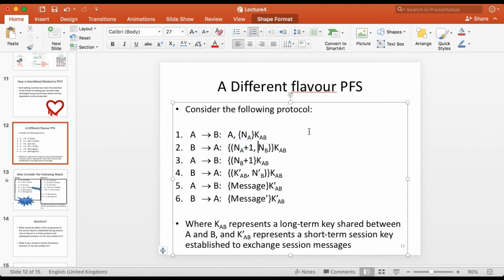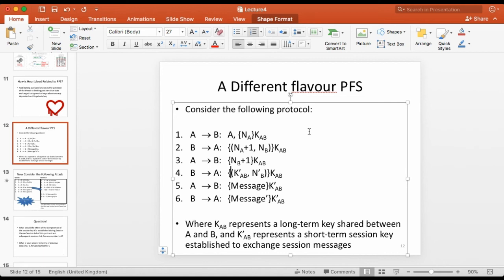Then she takes Bob's nonce, increments it by 1 herself and sends it back to Bob. There's an extra bracket here which is not needed. It's encrypted with the same key KAB that she shares with Bob. So Bob receives this, decrypts it, and releases the same nonce he had created earlier, but incremented by 1, so he knows that Alice has managed to receive the previous message, and the same with message 2. Alice knows that Bob had received the first message.